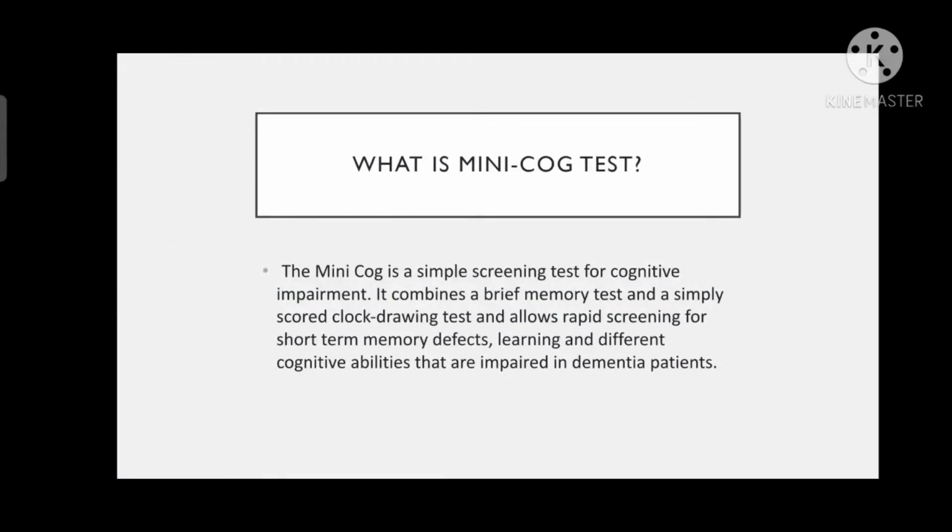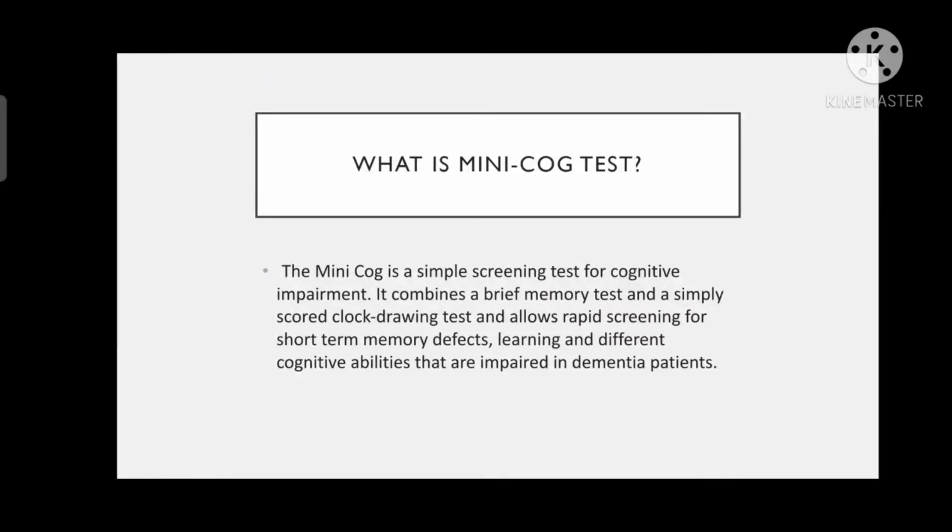What is the Mini-Cog test? The Mini-Cog is a simple screening test for cognitive impairment. It combines a brief memory test and a simply scored clock drawing test, and allows rapid screening for short-term memory defects, learning, and different cognitive abilities that are impaired in dementia patients. This Mini-Cog test can be done in 3 minutes.